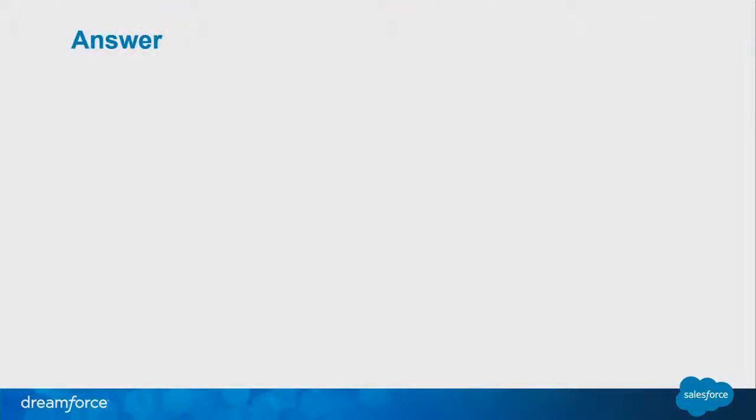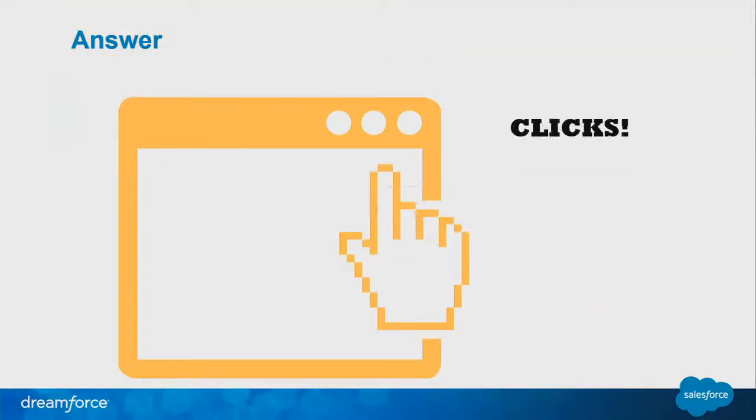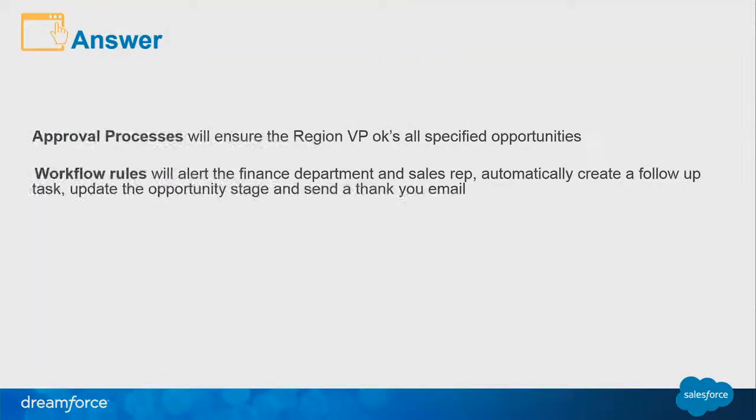Okay, so the answer is clicks. We can use approval processes to alert management that they have an opportunity that they need to okay. Workflow rules are going to send alerts out to finance and the sales rep. It'll also create the follow-up task, and it can send an email to the client. Wow, that's interesting. Very, very useful.